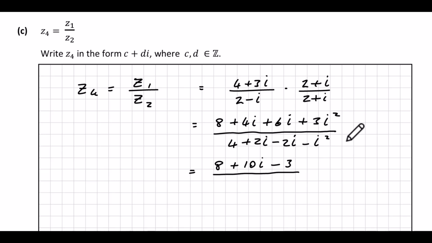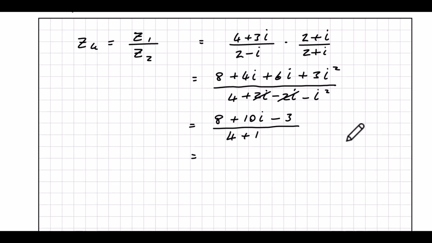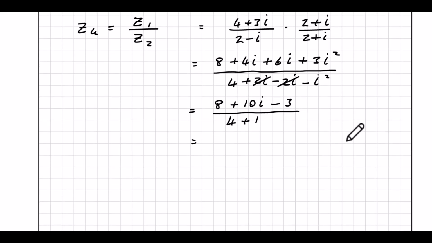And then on the bottom, we've got these two here, which will give us 0. We've got plus 2i minus 2i. So we have 4. And then we have an i squared here. Well, i squared again is just minus 1. So we've got minus minus 1, so that's plus 1. Okay, last bit then, or second last bit I should say.